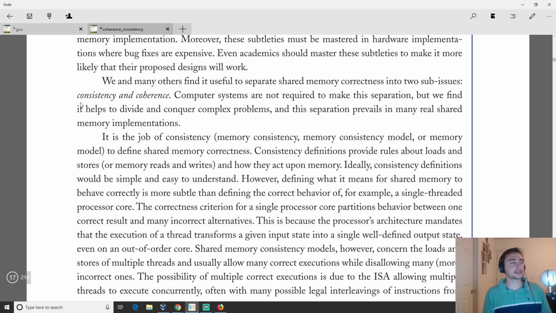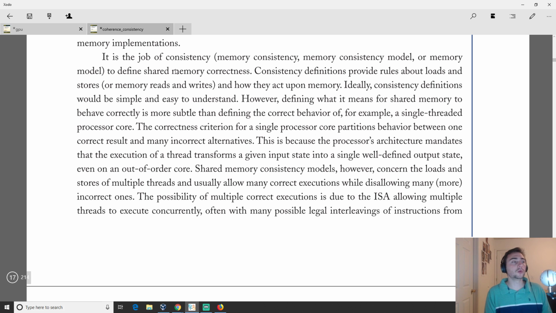So we're going to break this into two issues, as was implied by the title, which is consistency and coherence. Starting out, what is the job of memory consistency, which can go by a couple of different names, but I'll generally refer to it as consistency? It's the job of consistency to define shared memory correctness. So these are basically the rules that loads and stores, which you can think of as memory reads and writes, are going to follow, and how they act upon memory.